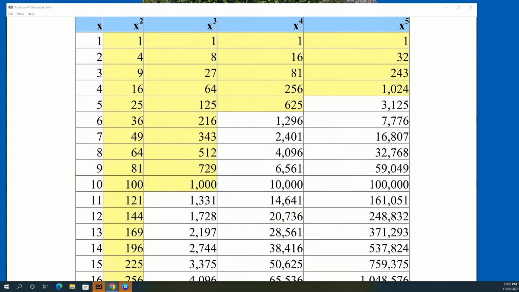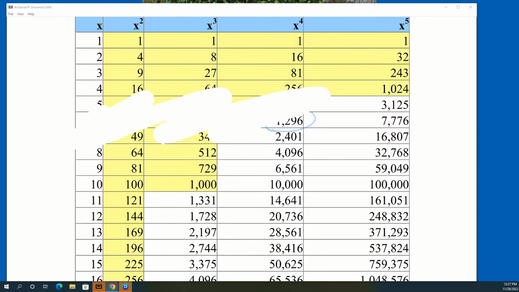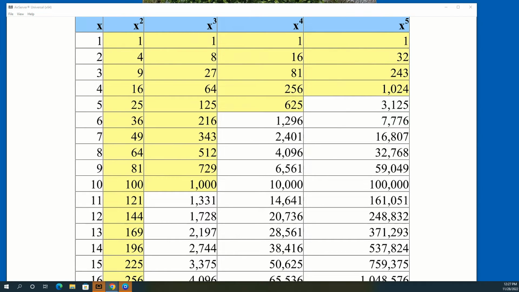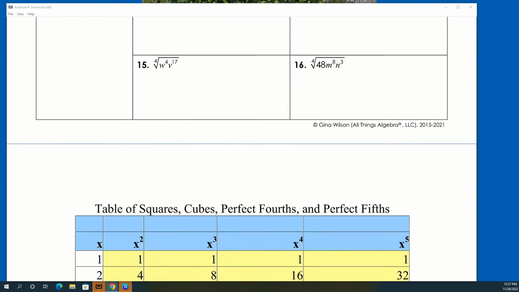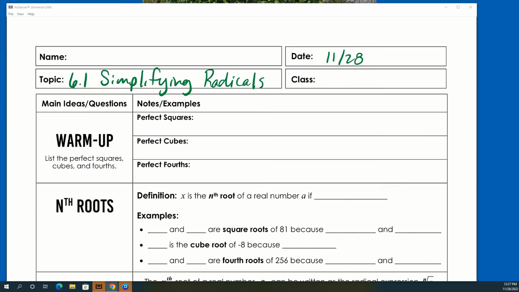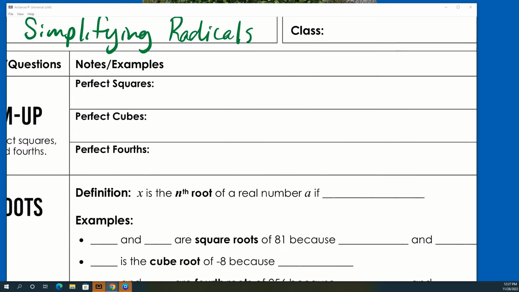So if you needed to know what the fourth root of 1,296 is, you just go over and it's going to be 6. That's how you can use that list in just a second. So on that warm up, everything's a little delayed. On that warm up, we can just say see the chart.